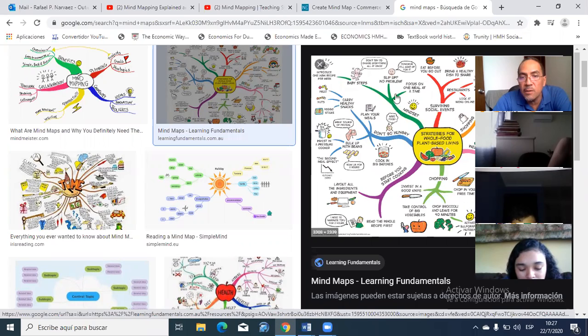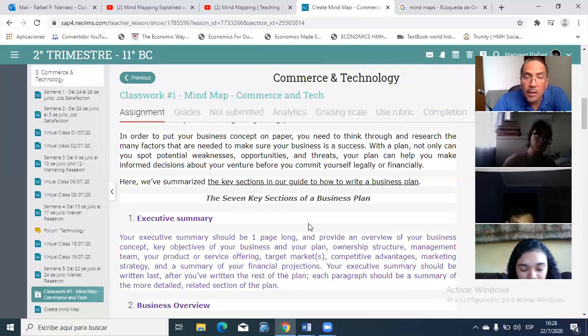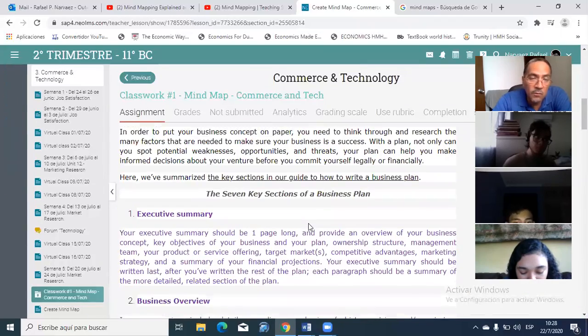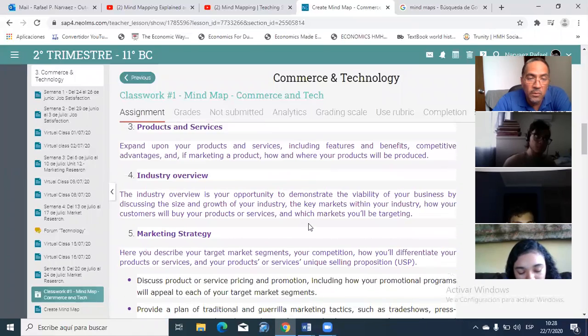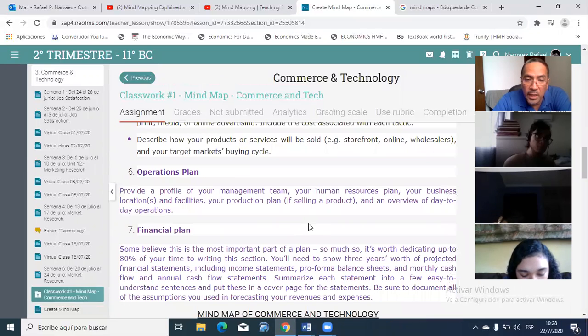Now inside this, you have to write different aspects that the executive summary has to involve. If you want to enrich and make this branch big, you could go to Google and try to get more information about this section. And you could do the same thing with the other 7 aspects that involve a business plan, sorry. So the first one is the summary, business overview, product and services, industry overview, marketing strategy, operation plan, and financial plan.